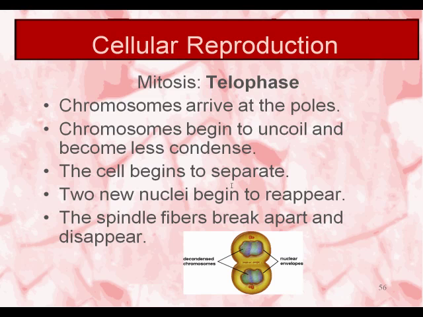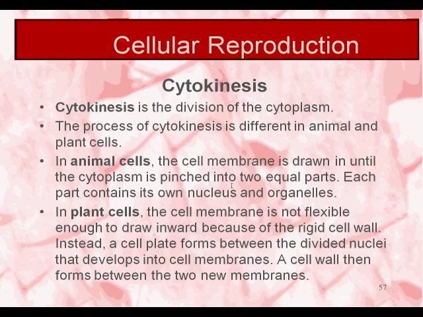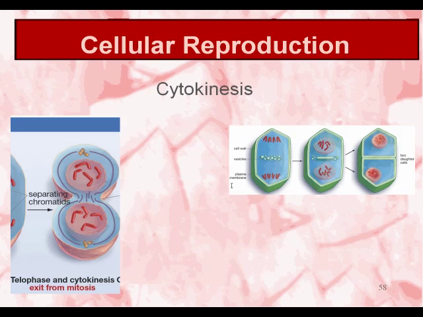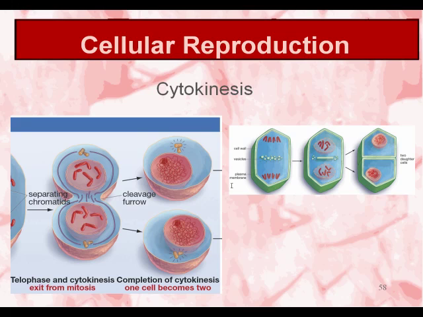Cytokinesis is division of the cytoplasm. The process is different in animal and plant cells. In animal cells, the membrane is drawn in until the cytoplasm is pinched into 2 equal parts. In plant cells, a cell plate will form between the 2 divided nuclei, and it will divide the cell into 2 separate cells. This slide shows cytokinesis in animal and plant cells.